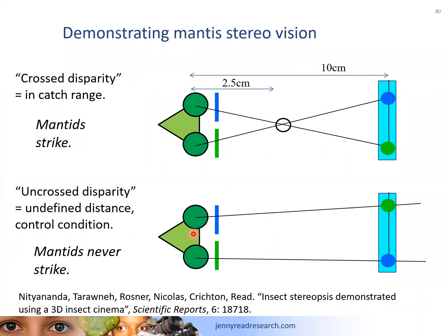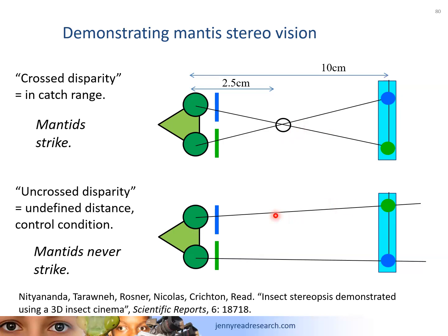And so the key experiment demonstrating that was to compare what we call the crossed disparity condition, where we set up a situation where the left and right eyes' images were arranged so as to place a virtual object in the catch range, and then a control, this is obviously crucial, where you swap over the left and right eyes. So if it just liked seeing two objects going around a screen, it should strike at the uncrossed condition.